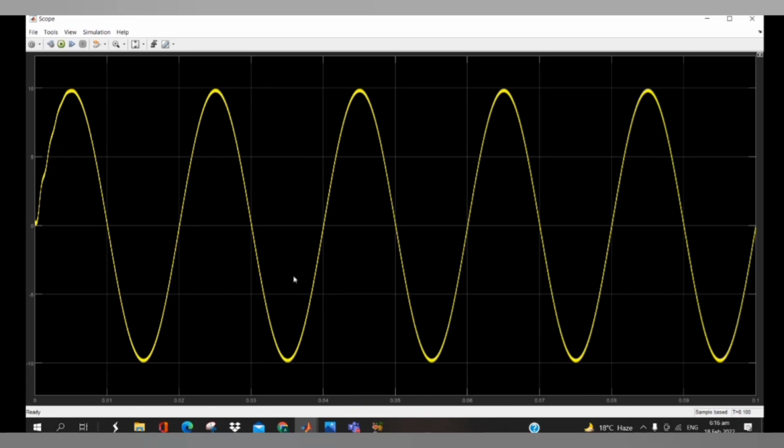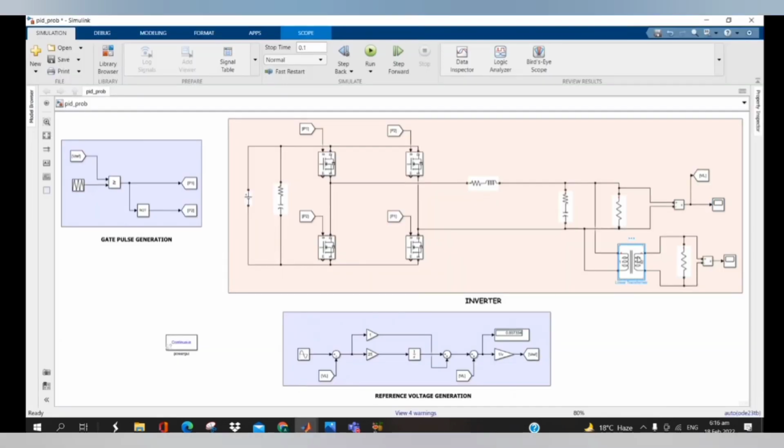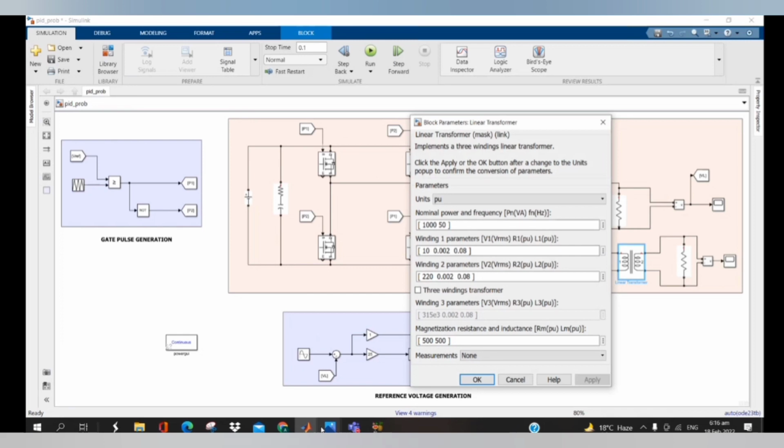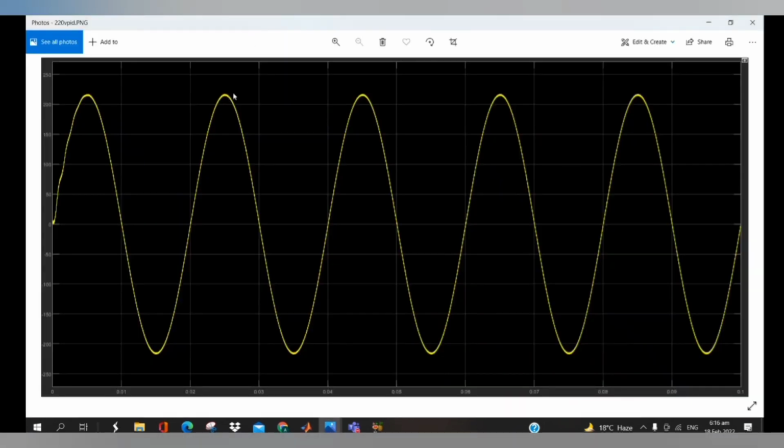Thus, if we use a transformer with a fixed turn ratio 10 by 220, we'll get the output voltage at the secondary winding equal to 220 volt. The change in the input will not have an effect here as long as it is higher than the 10 volt.